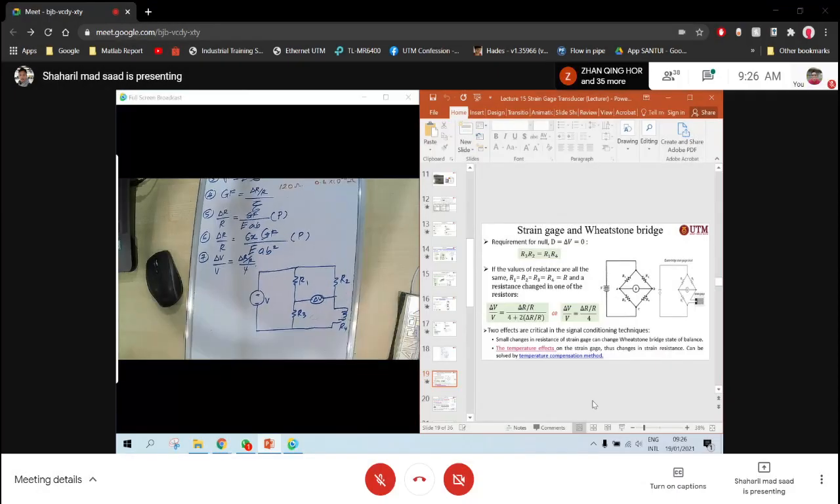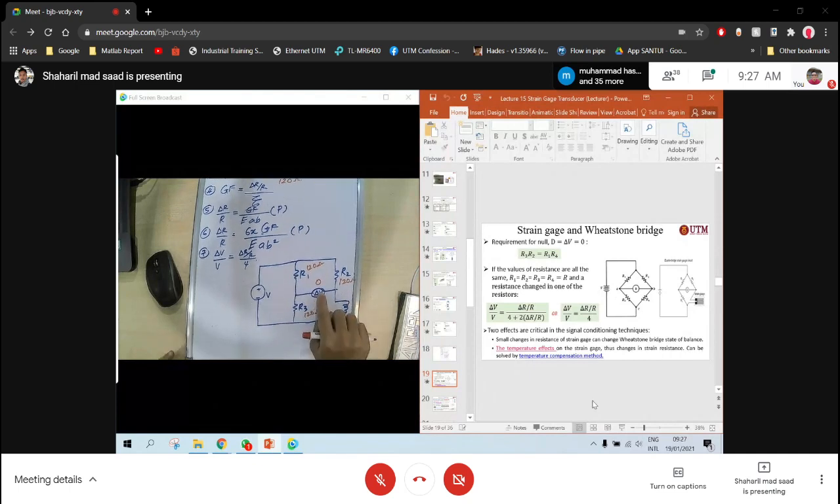For example, let's look at this value. The initial value we choose is 120 ohm, and to make sure the offset value equals 0, we choose all the same value: 120 ohm, 120 ohm, 120 ohm. So when R2 times R3 equals R1 times R4, we get your delta V equal to 0. Okay, done.